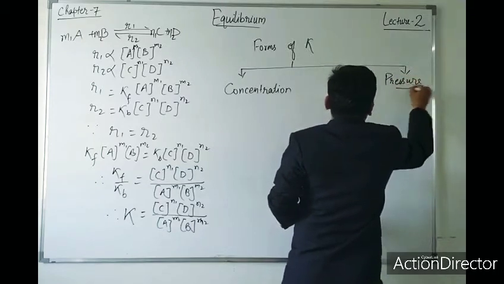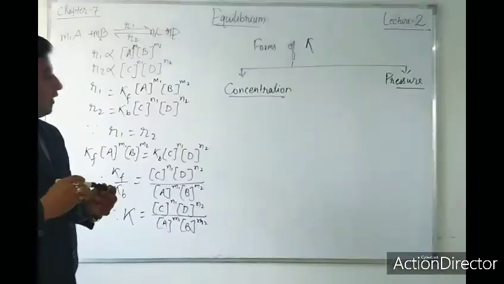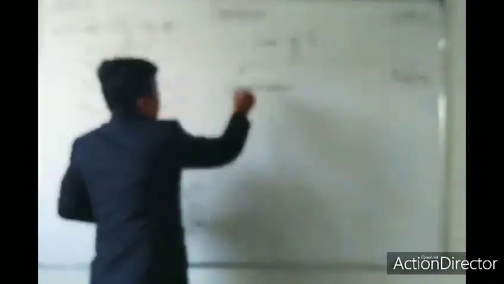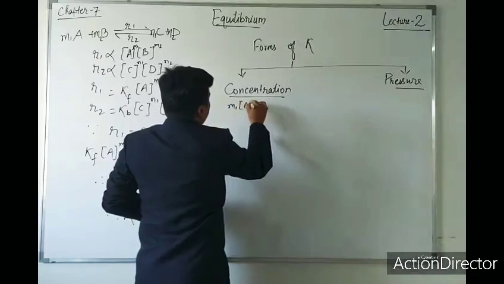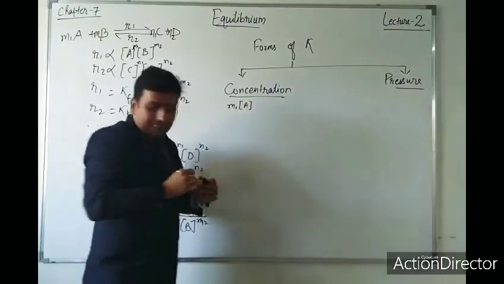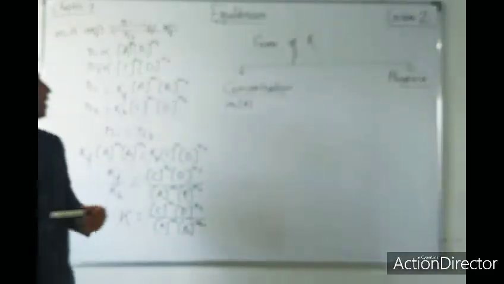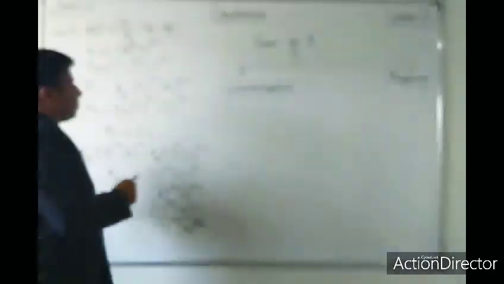If we talk first about concentration, you know very well, we will take a reaction at equilibrium: A plus B is equal to C plus D. Here, for the concentration, I am taking M1 A, or we can just write the reaction without doing all these things. Directly you can write the reaction here.